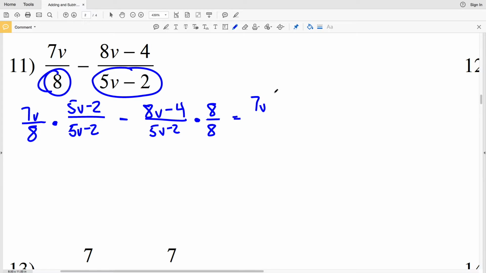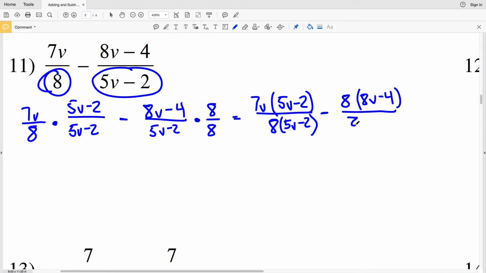So I'll have 7v times 5v minus 2 over 8 times 5v minus 2, and then we'll be subtracting 8 times 8v minus 4 over 8 times 5v minus 2. And you can see that 5v minus 2 will cancel out with 5v minus 2 because that is indeed 1, so we will have 7v over 8. And if we were to cancel out the 8's, because 8 over 8 is 1, we have 8v minus 4 over 5v minus 2. However, the purpose of this is to subtract. That's why we had to create those like denominators, or those equivalent denominators.